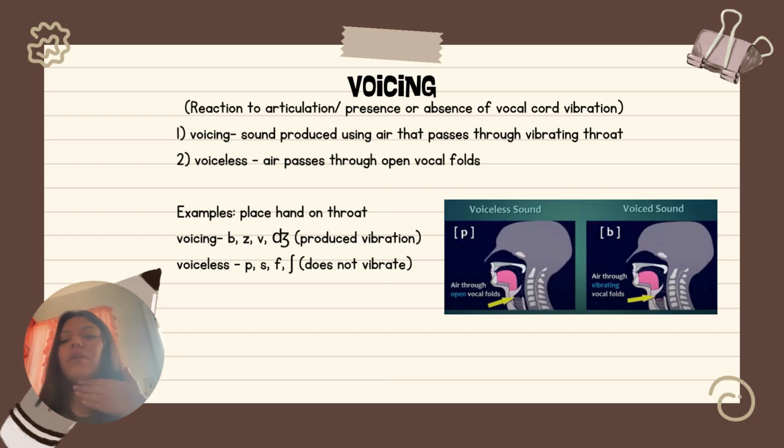To do this example, you're going to place your hand on your throat, and first we'll do some voiced sounds, which will produce a vibration. So let's try the sound B. B. I feel a slight vibration. They say to put it where your Adam's apple would be if you're a woman, and if you're a male, you put it where your Adam's apple is. Okay? So B, Z, V, J. These are all examples of phonemes that produce a vibration, that are voiced sounds.